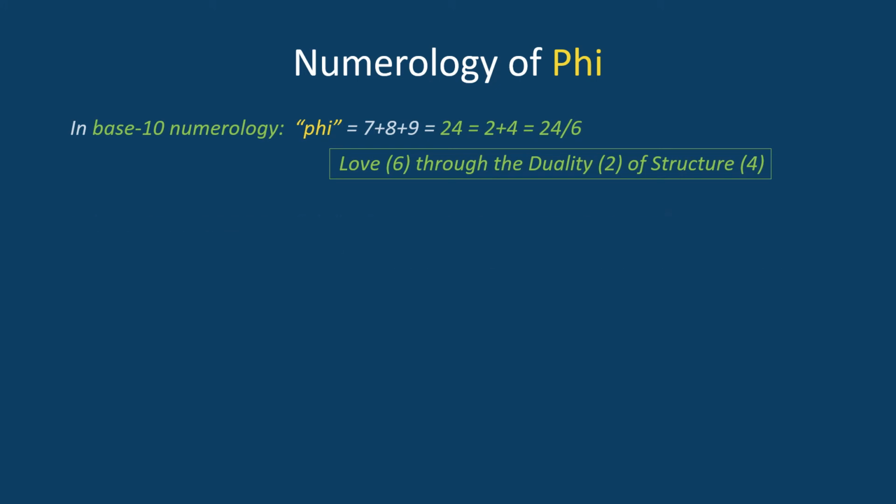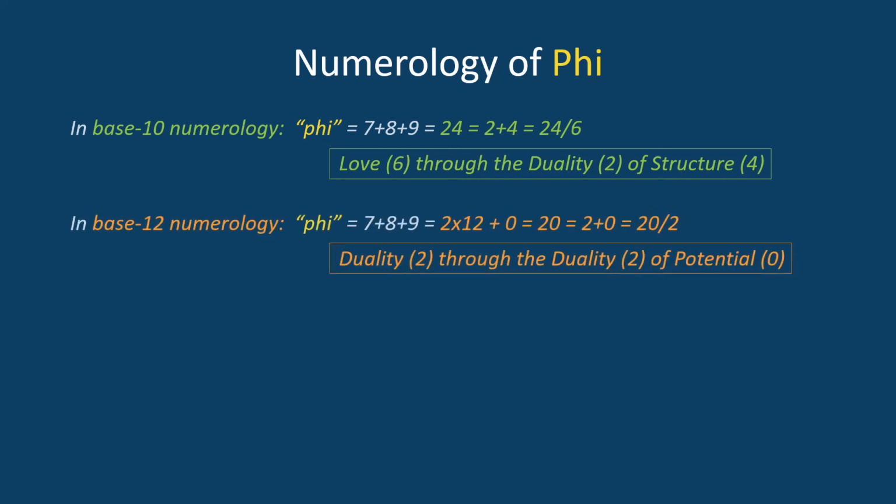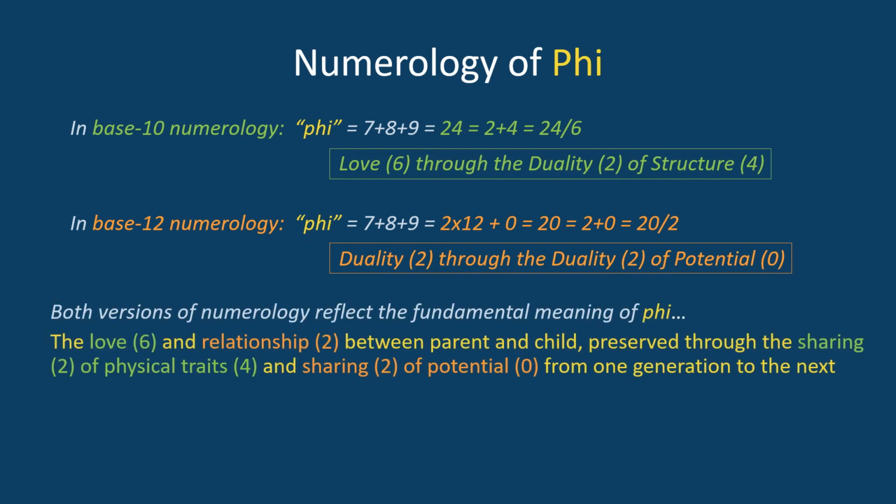Likewise, in base 12, Phi resonates with the 20/2 energy of duality through the duality of potential. In other words, as a partnership and sharing of potential from one generation to the next. So, once again, both base 10 and base 12 give fitting interpretations for what Phi represents, just from slightly different angles.